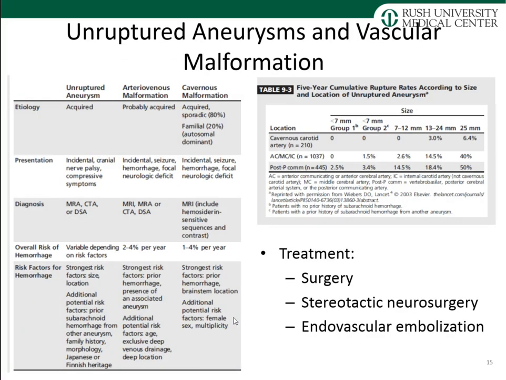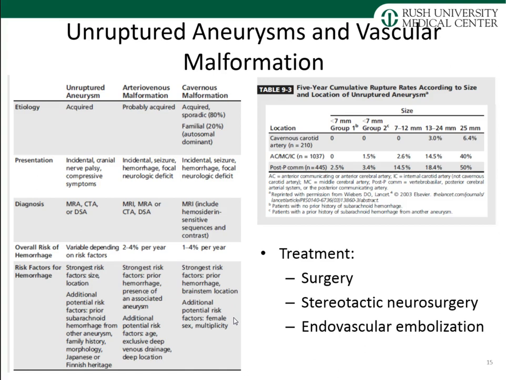So let's talk a little bit about unruptured aneurysms and vascular malformations. So on the left here we have a table, and I've removed some of the other abnormalities that we see. So unruptured aneurysms and arterial malformations are the two that we're going to want to focus on. And what you can see is that they're frequently acquired. Unruptured aneurysms tend to be either asymptomatic or they're going to compress on structures around them like we've already discussed. Arteriovenous malformations, because they're located in the cortex, will frequently present with seizures and hemorrhage, and you will see focal neurological deficits. Occasionally you pick these up incidentally when the patient's being scanned for other things.